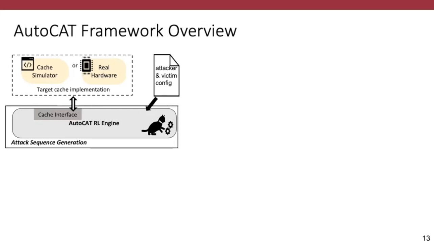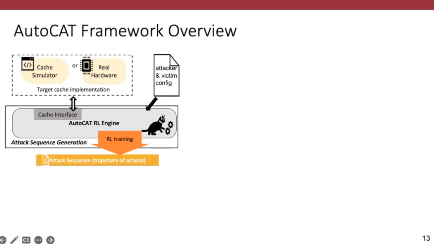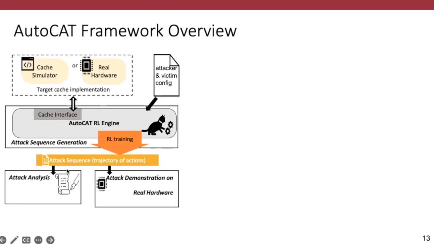These are 4 different threat models. And after training, we extract the trajectory of the RL model, and this will become the attack sequence. With this, we can analyze the attack found by the agent and also demonstrate such an attack on real hardware.